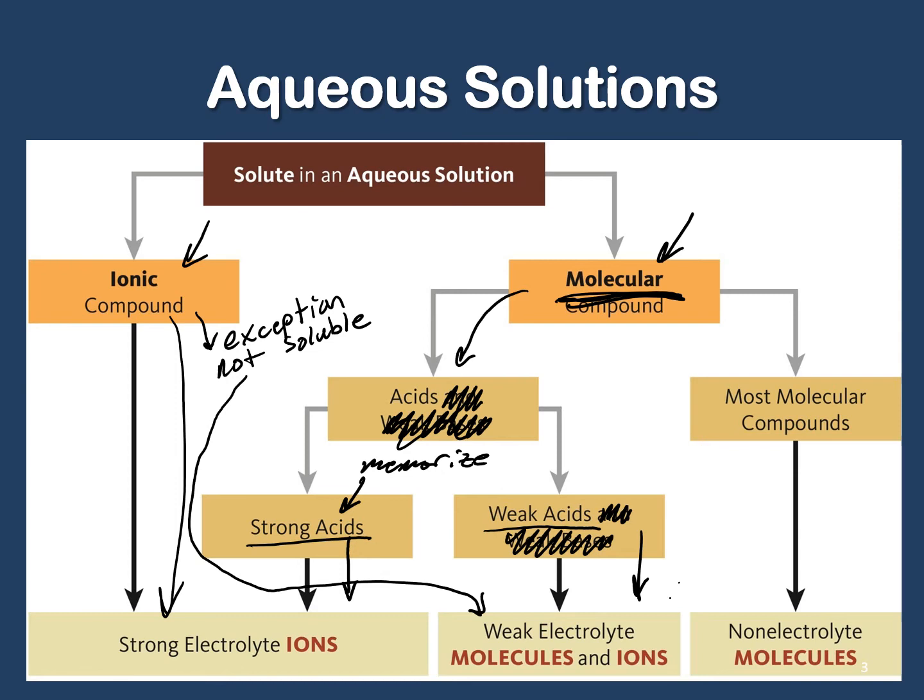Now we'll talk about what acids we need to memorize and all that in a bit. Pretty much all other molecular compounds are non-electrolytes. So really it's just acids that make this a little bit more tricky. Whether your acid is a strong electrolyte or a weak electrolyte is dependent on its strength.